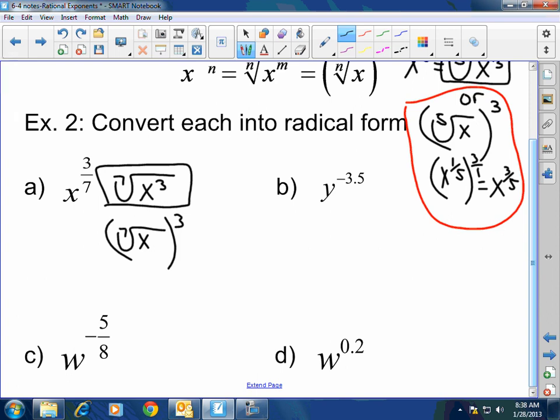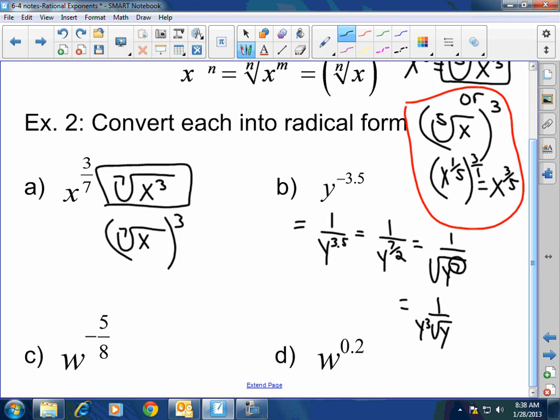If you remember, you make a negative a positive by bringing it down to the bottom. So this is going to equal 1 over y to the 3.5, which equals 1 over y to the 7/2, which now we can go ahead and rewrite as 1 over the square root of y to the 7th. We can simplify this. This becomes 1 over y to the 3rd times the square root of y. How come I took out y to the 3rd? Remember what we talked about. 7 divided by 2 goes in 3 even times, and I have 1 y left over.